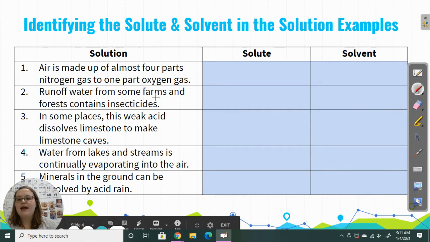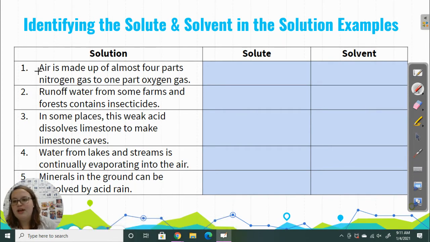The first one says air is made up of almost 4 parts. So air is our solution here. It's made of almost 4 parts nitrogen to 1 part oxygen. So the part that's larger is the solvent, and the part that's larger is nitrogen. And the part that's smaller is oxygen.